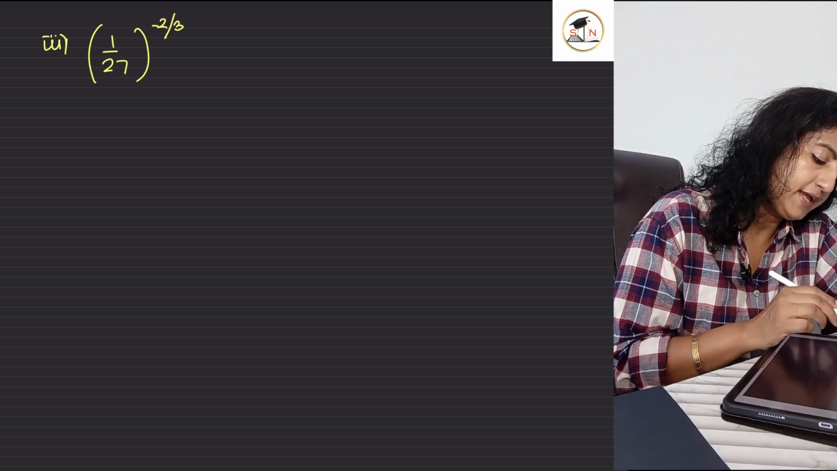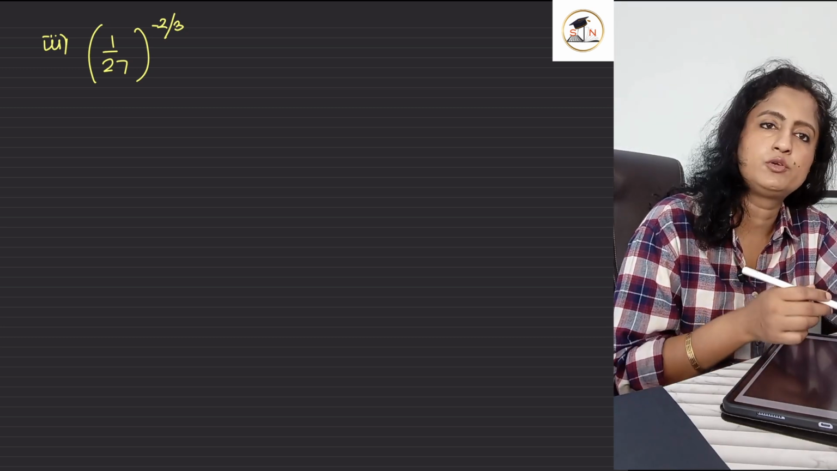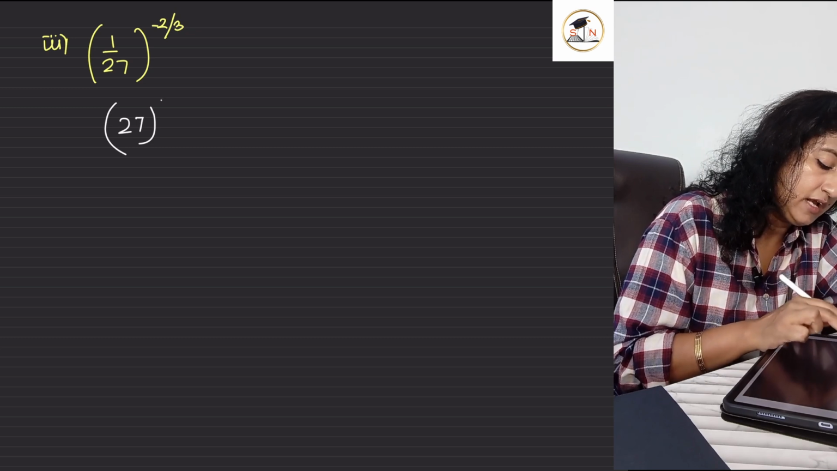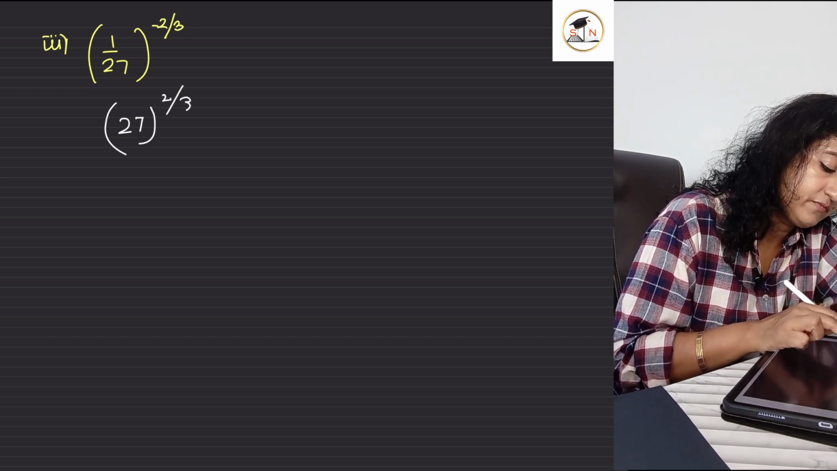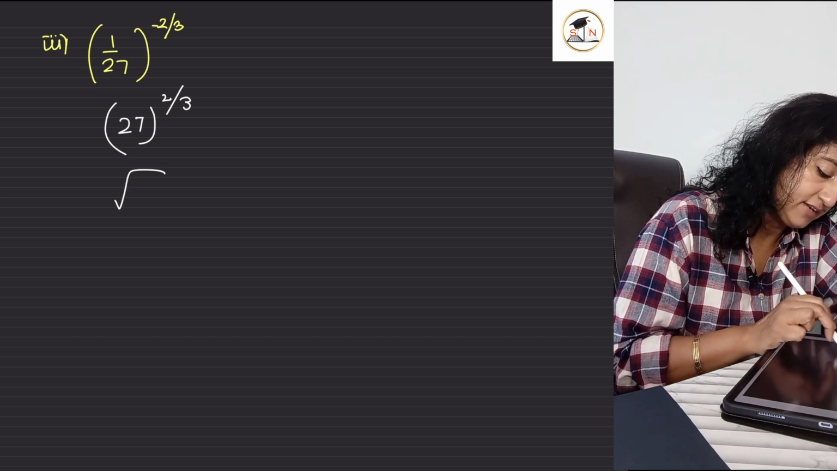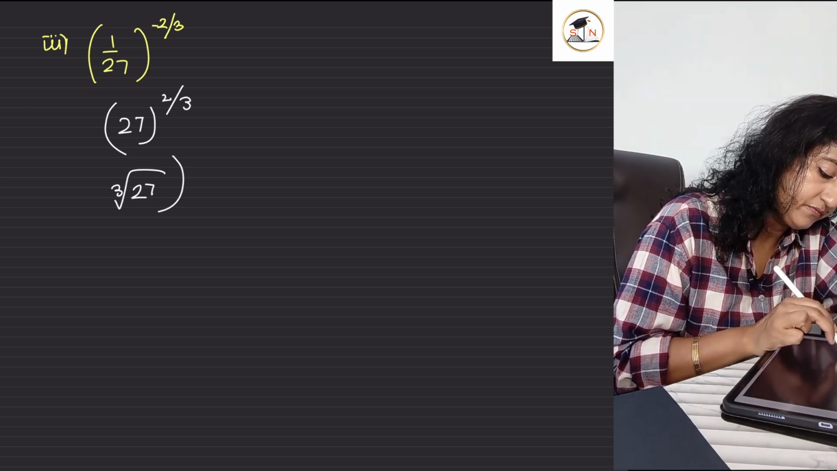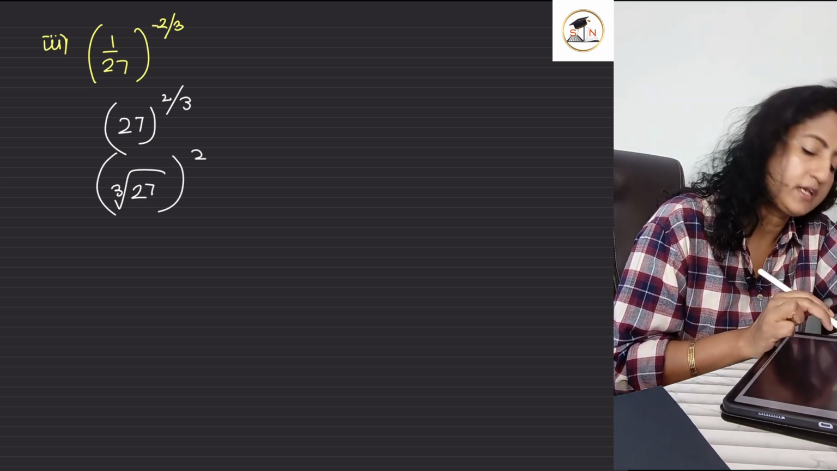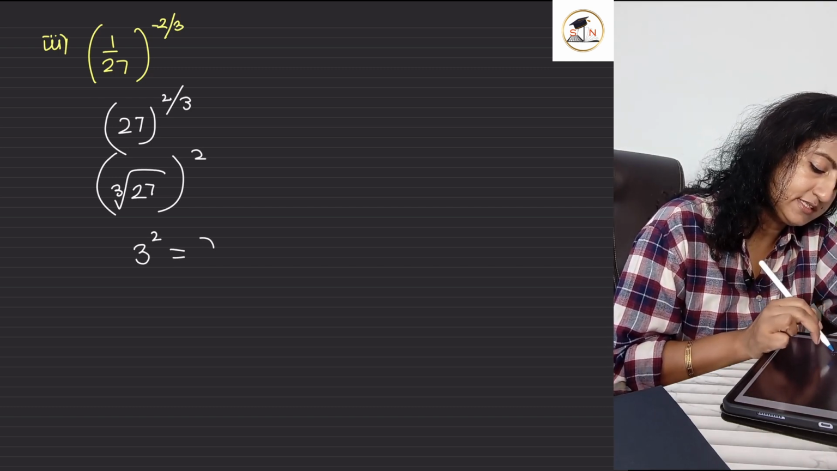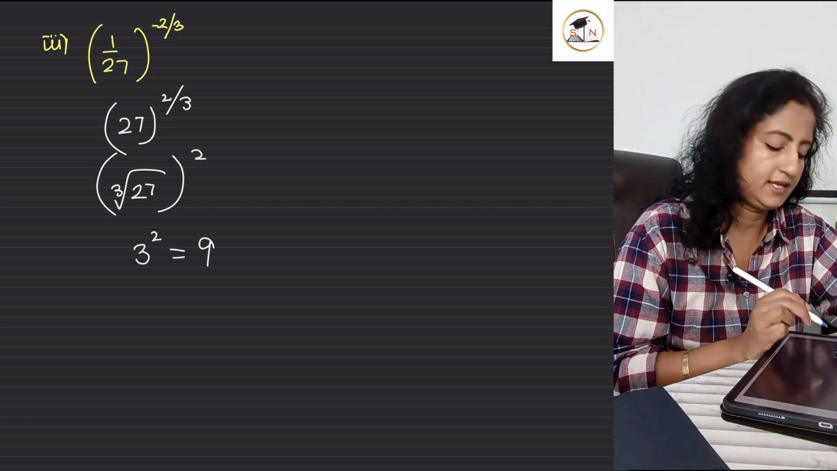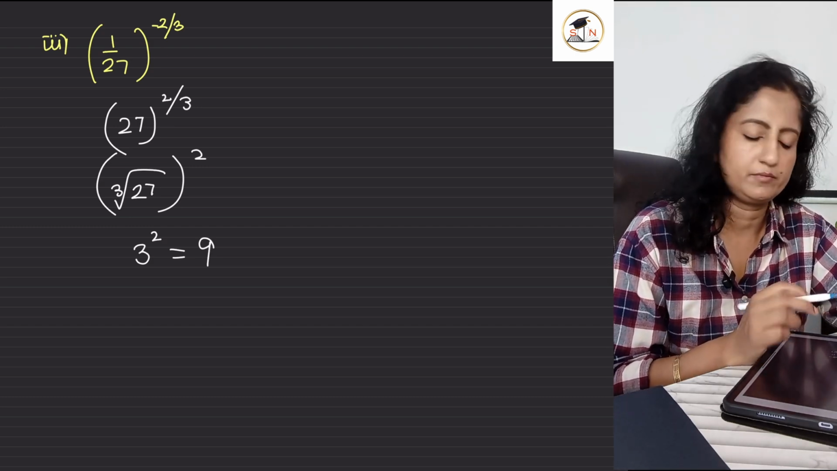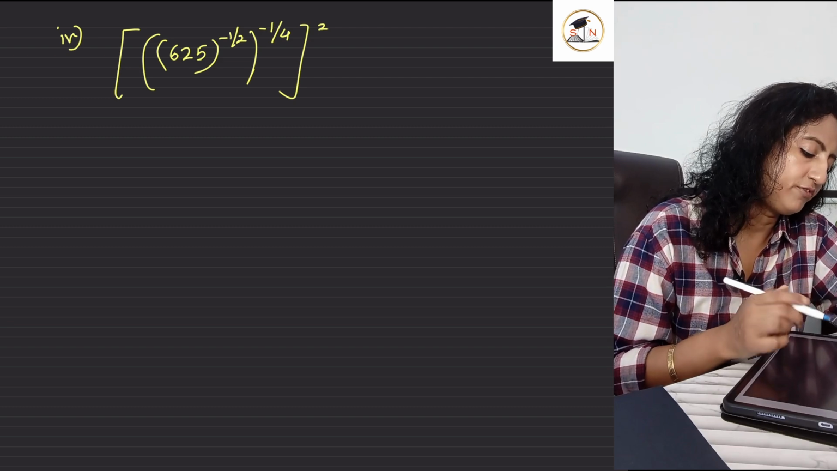So first, applying the negative. Negative means I'm going to take the reciprocal. So it gives me 27. And now the power I'm left with is 2 by 3. Now I will do the cube root. Cube root of 27, I will write over here like that. And square remains now. Cube root of 27 is 3. 3 square is 9. And here we got our final answer as 9. I told you it is a very easy one. Let's start with the fourth.